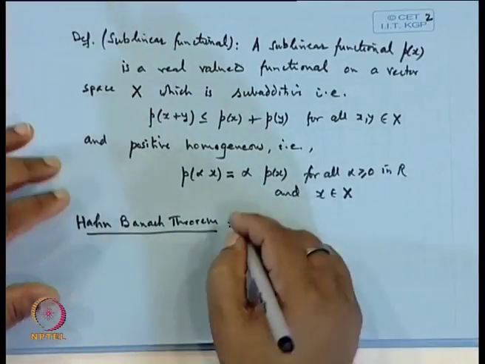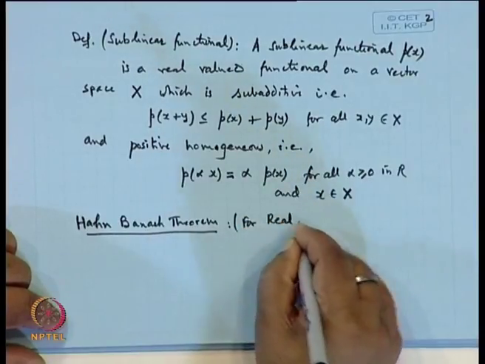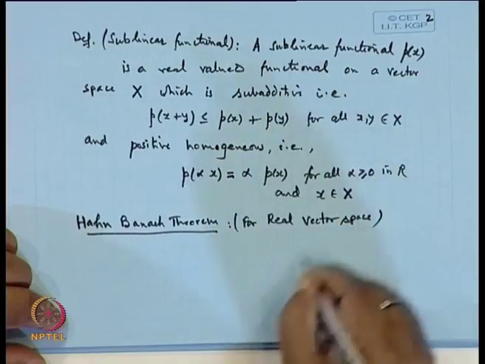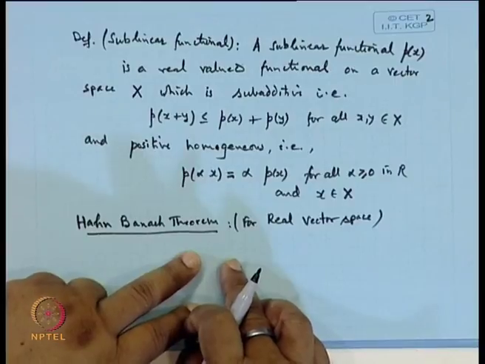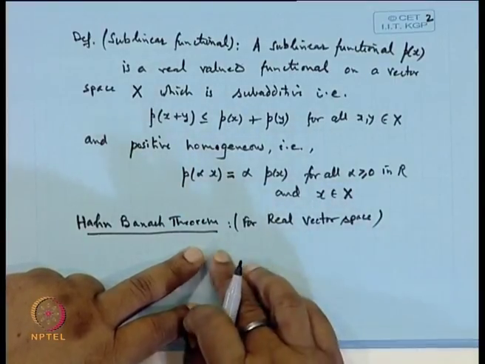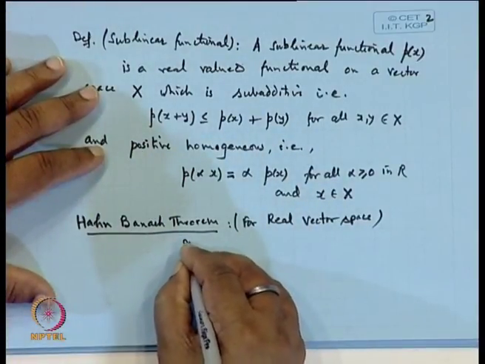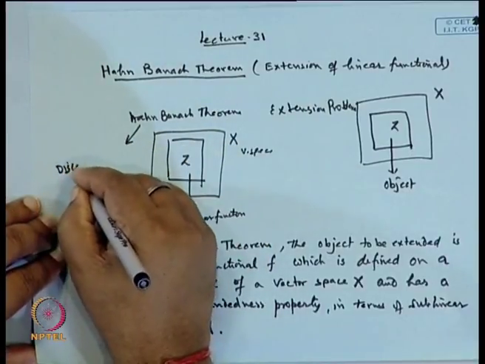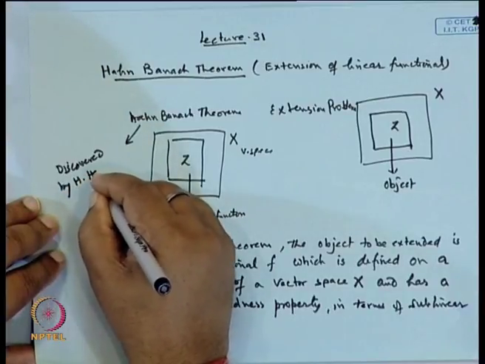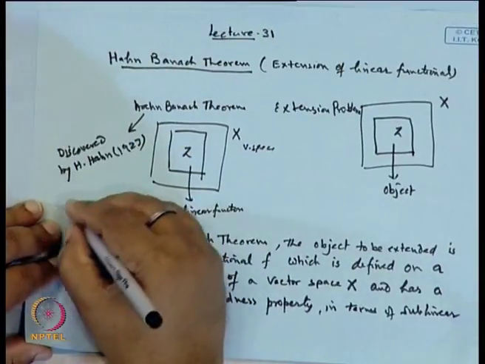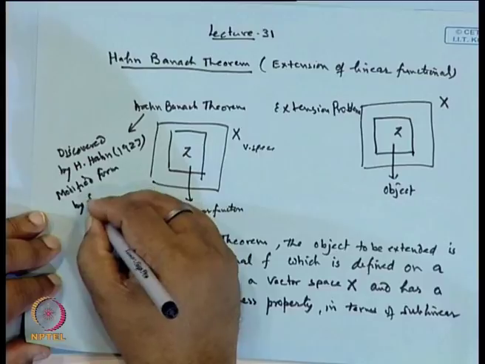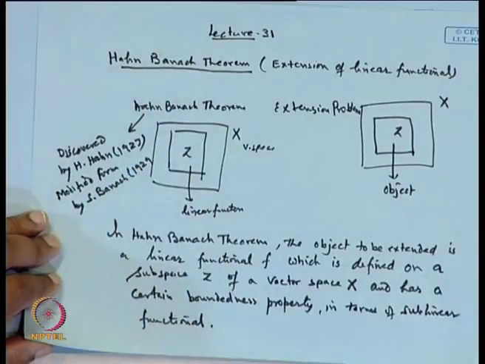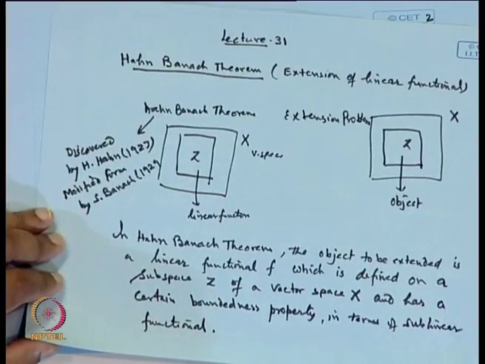This is first we will do it for a real vector space. In fact, the Hahn-Banach theorem was first introduced by Hahn in 1927 and then later on in a modified form by Banach in 1929. So, the Hahn-Banach theorem was discovered by H. Hahn in 1927 and in a modified form by S. Banach in 1929.